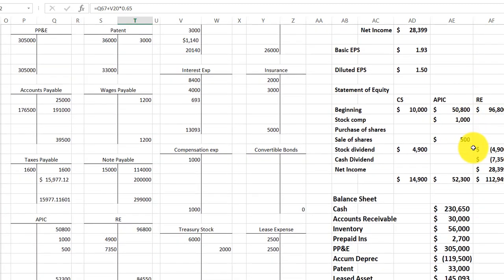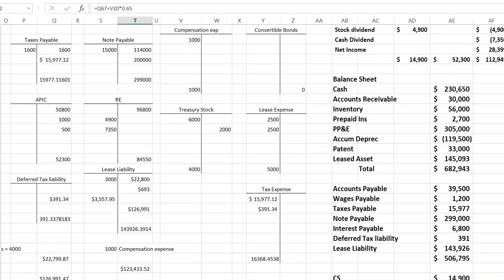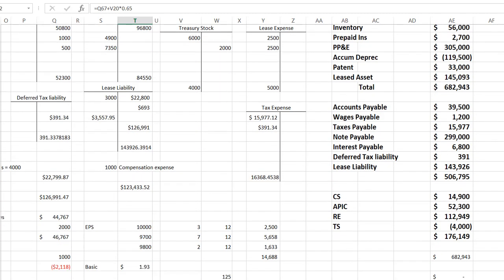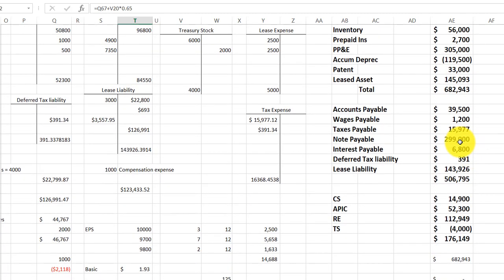Statement of equity, you should see all the things we've already considered: sale of shares, purchase of shares, stock dividend, all those shown as changes in the statement of equity. Net income, the balance sheet looks like that. Calculates out note payable, interest payable, all of those things would tie back to our T accounts.